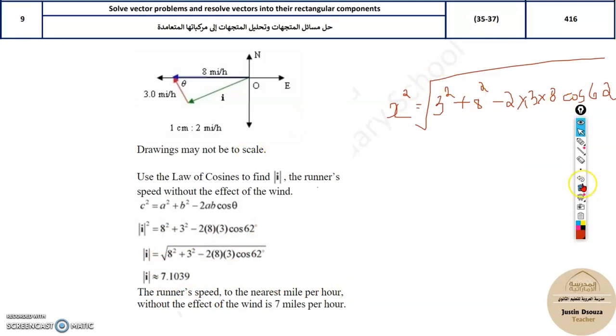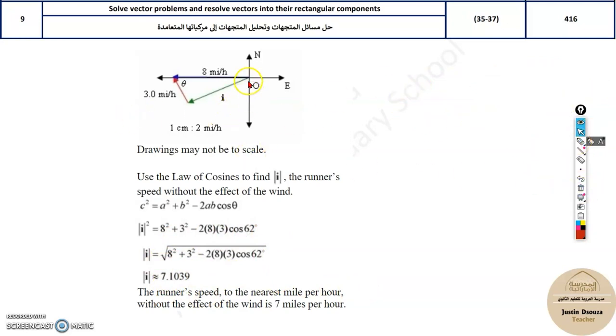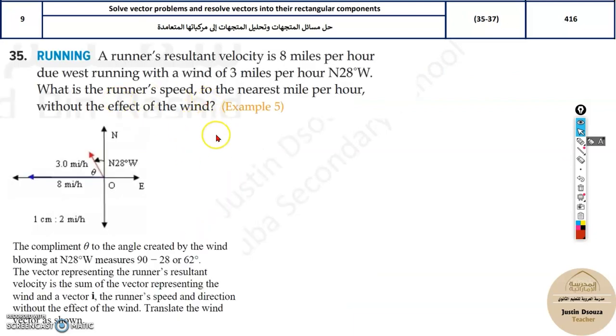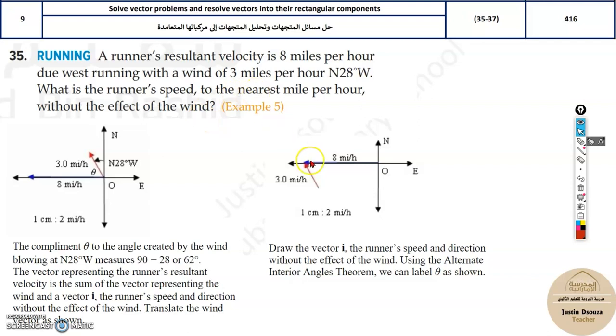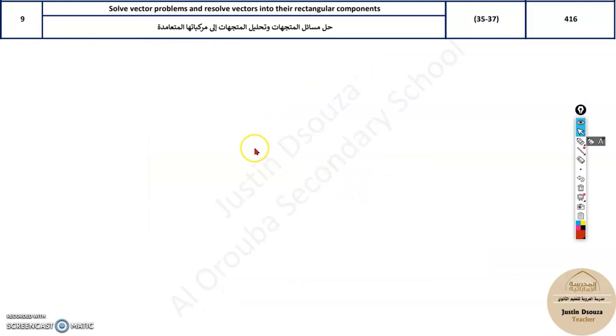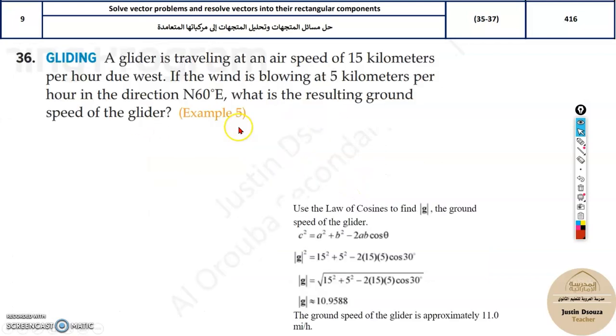So now you can understand that particular person was running at a speed of 7.1, and because of the wind he went in this direction, and the wind helped him to go, so the resultant would be more. The same way, let's solve some other problems.